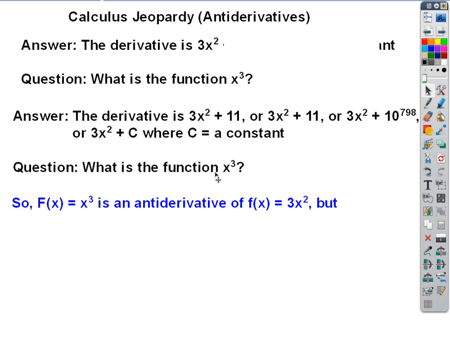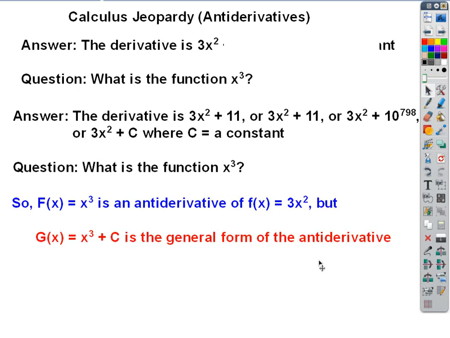So the answer is, what is the function x cubed? Now that is an answer, but it's not necessarily the answer. It's a specific answer. It could be x cubed plus 1, x cubed plus 2. So f of x equals x cubed is an antiderivative of this, but the general form would be x cubed plus c.